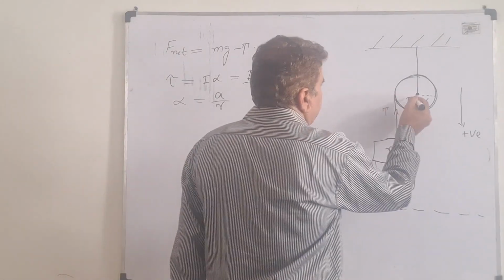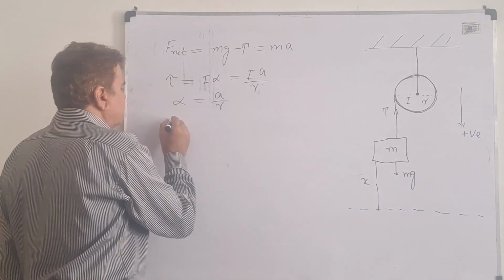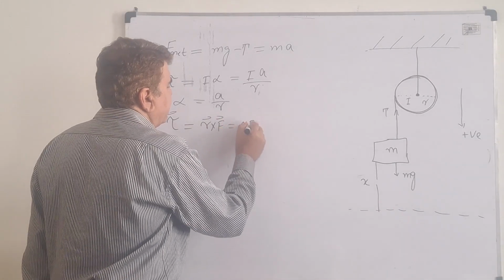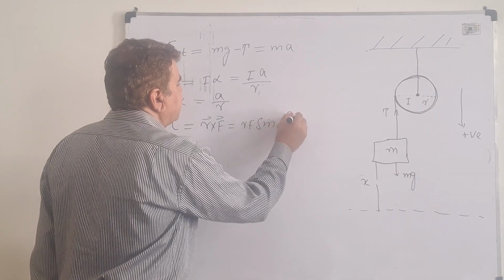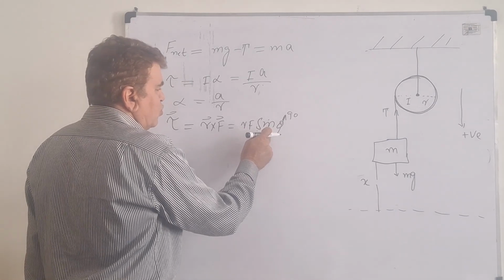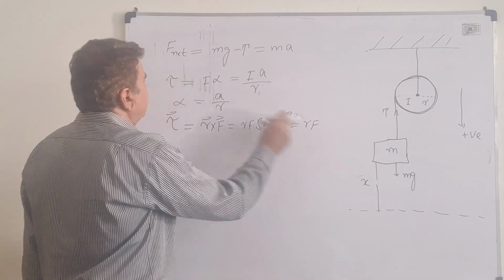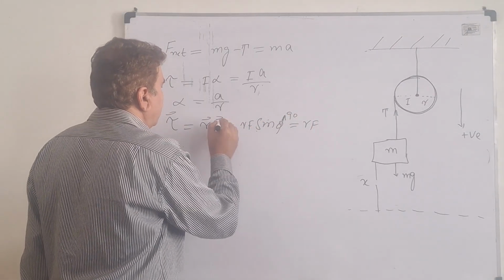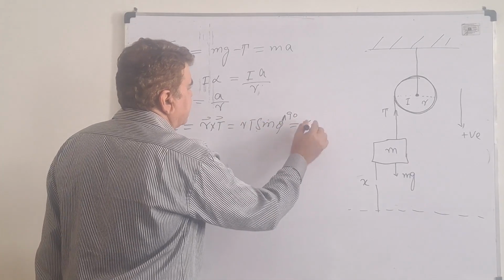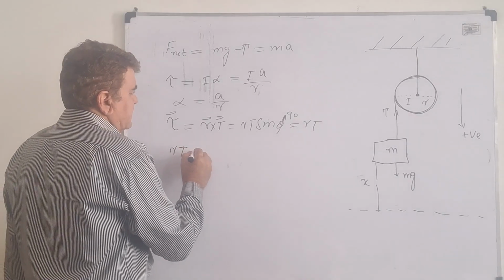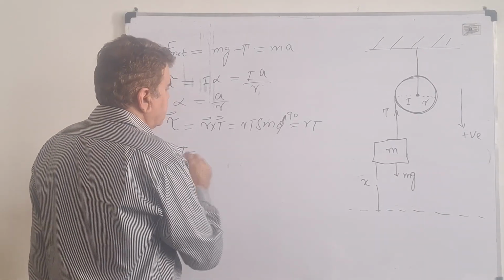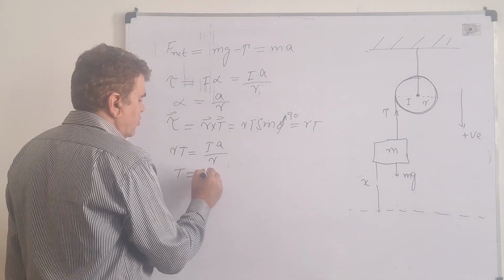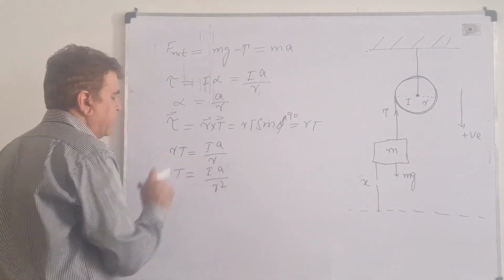And since the tension in the rope is perpendicular to R, I can use the definition of torque, which is R cross F equals R F sine theta, and this theta is 90 degrees, therefore sine 90 degrees is 1, and I'm left with R F. So if I put this value for torque, this F is in fact T. So I write this as tension T. So R T is equal to I a divided by R. And from this I can find T equals I a divided by R squared, taking R to this side.